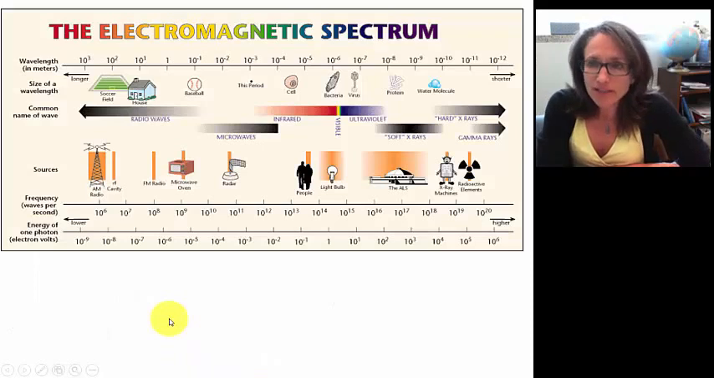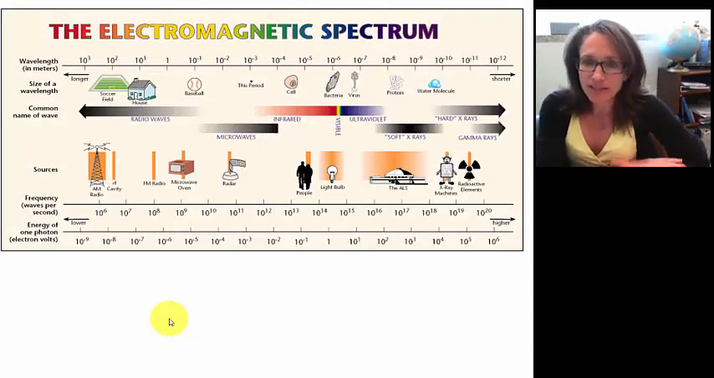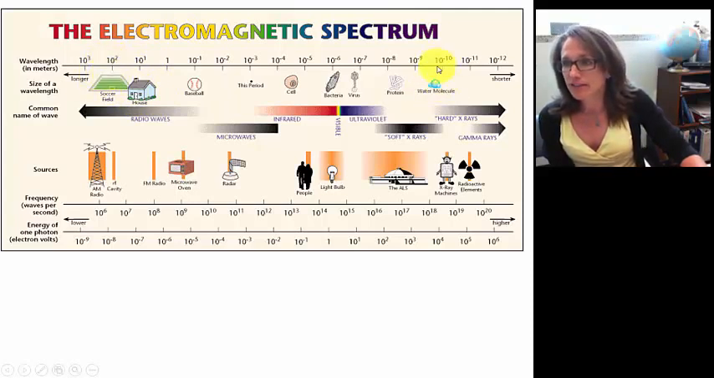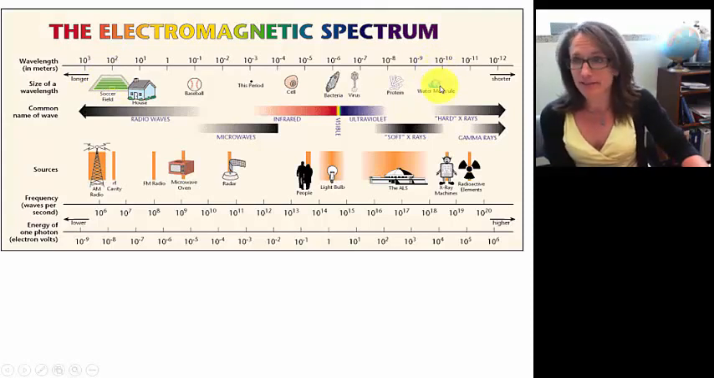All of these electromagnetic waves fall along the electromagnetic spectrum. This nifty little chart shows wavelength at the top in meters, and the second level gives you an example of how big that is. At 10 to the 1, which is 10 meters, the wavelength is about the size of a house. If we're at 100 meters, we're talking a soccer field. And down here at 10 to the minus 10, we're at the size of a water molecule.